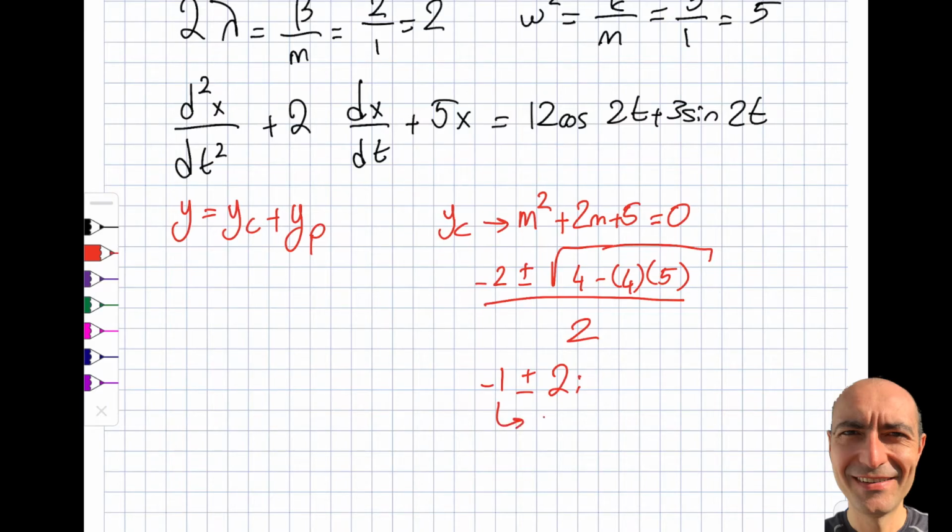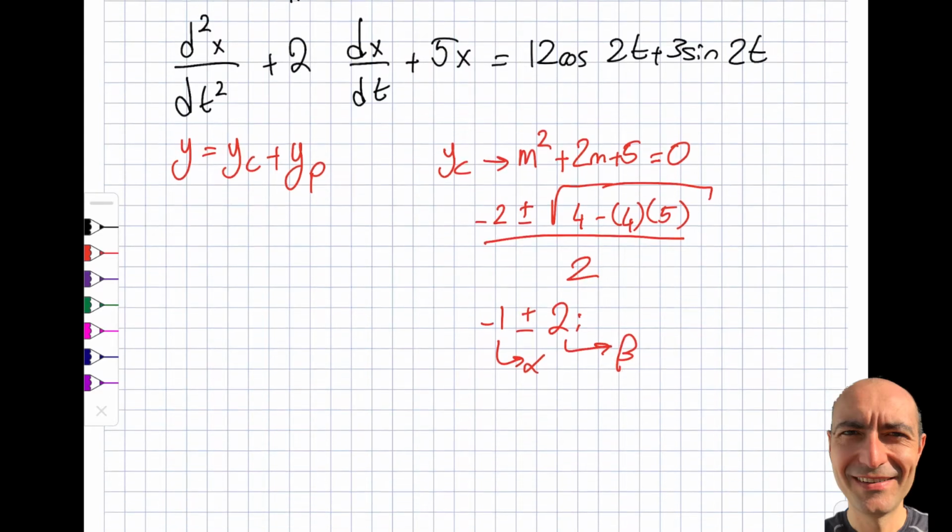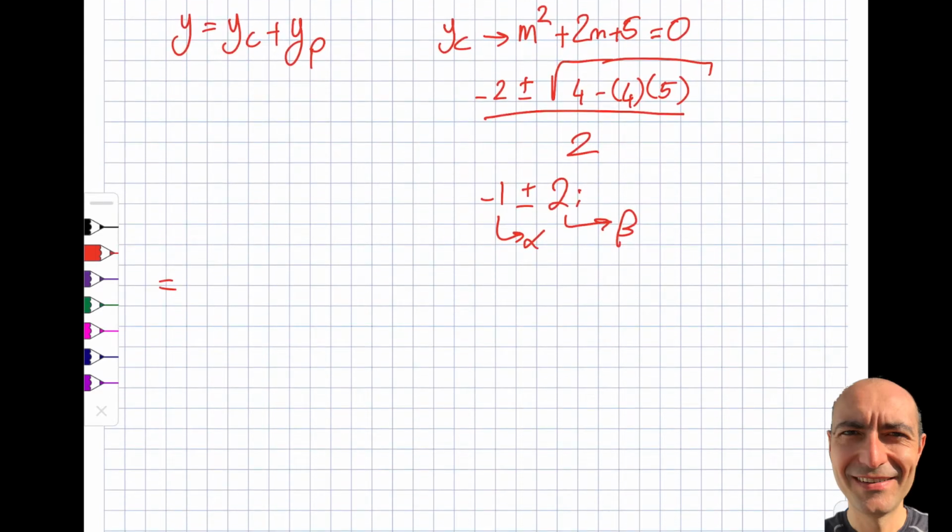So this will be my alpha, this will be my beta. Now let's be careful about this beta. I'm not talking about the damper. Complementary solution. So let's call this xc, which is going to be e to the power of minus t, because alpha is minus 1, times c1 sine of 2t plus c2 cosine of 2t. Again, we discussed this several segments ago, so not that bad.